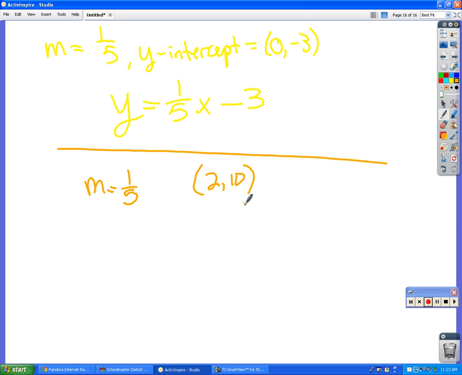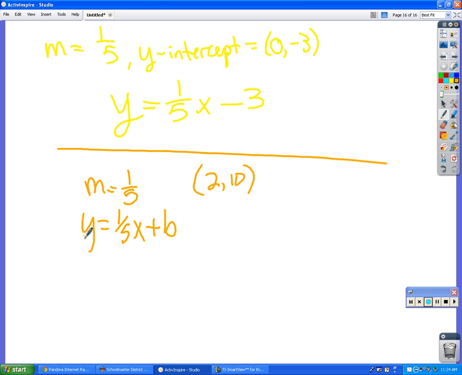Okay, so for this one here, we would have to say y equals 1/5 x, because the slope still goes in front of the x, but we don't know what the y-intercept is because they didn't tell us that. They just gave us a point on the graph. No, we don't have to graph it. We're basically playing the same game that we did with the direct variation problems. In the direct variation problems, we were solving for k, right? Now we're solving for b.